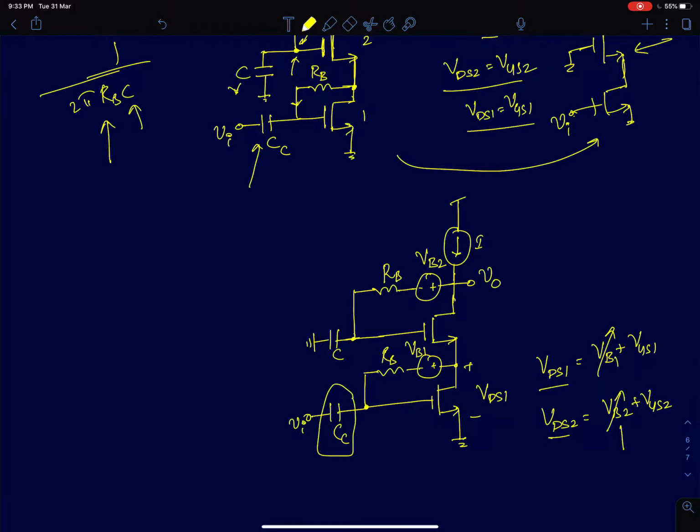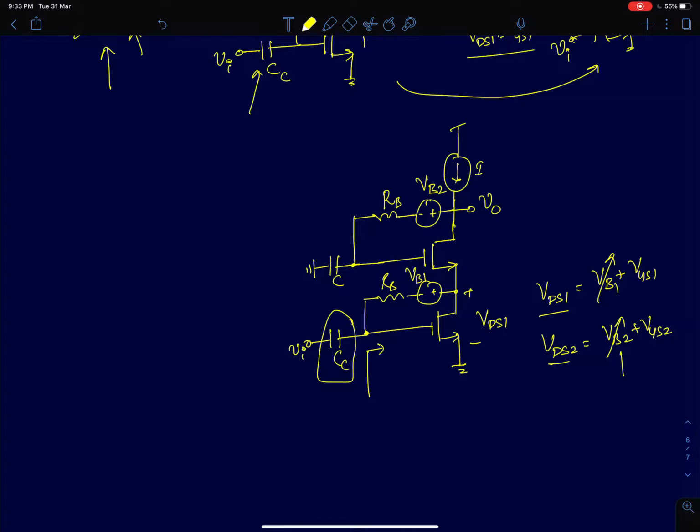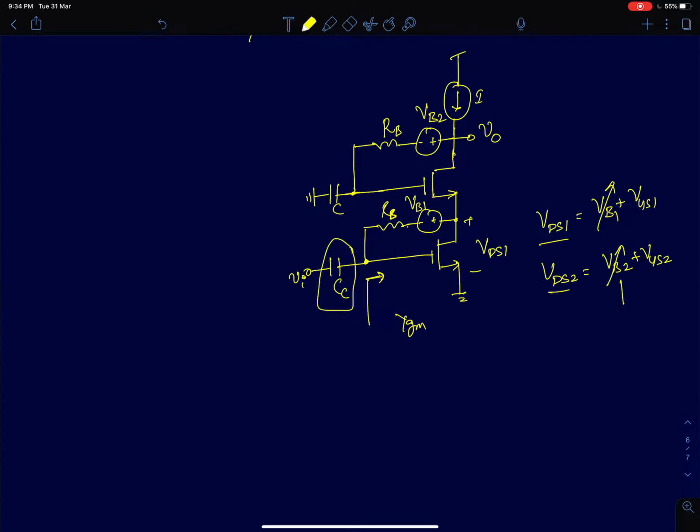And the choice of this coupling capacitor CC: if you see the impedance looking in here, since I have connected one resistor RB here, you can actually show that the resistance will be very close to 1 by GM. That can be easily shown, but I'm not going to do that. We have already derived some problems like that. At the input, this will behave like a high pass filter with a capacitor CC and a resistance of value 1 by GM. So the pole will be GM by 2 pi CC.